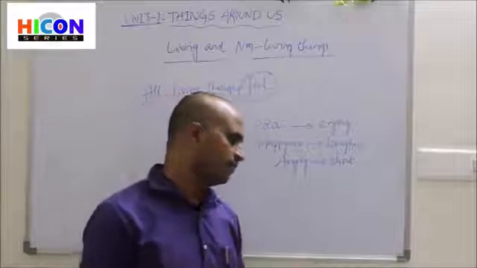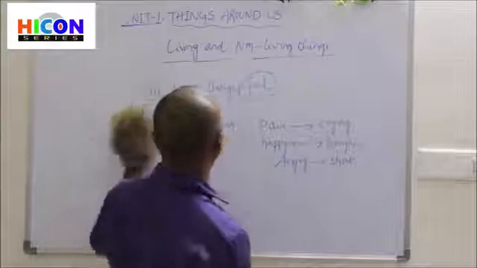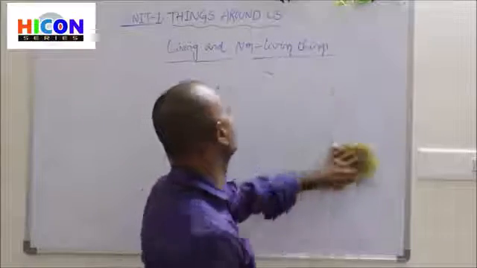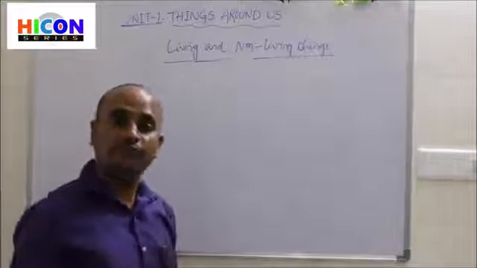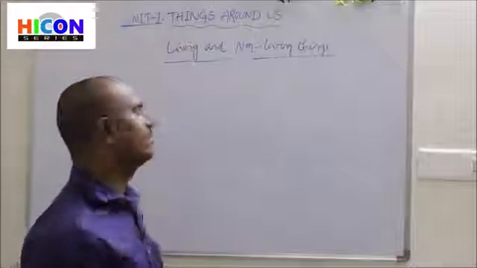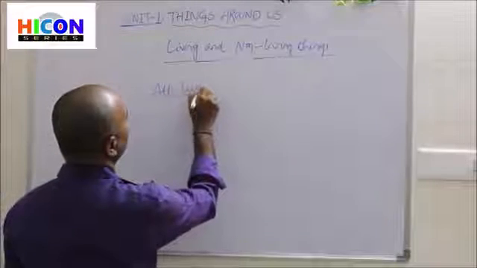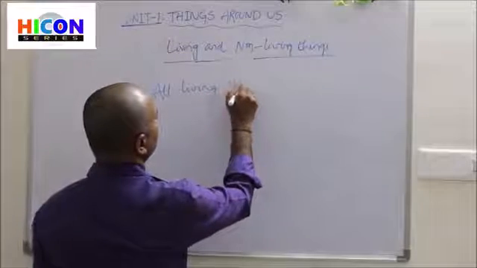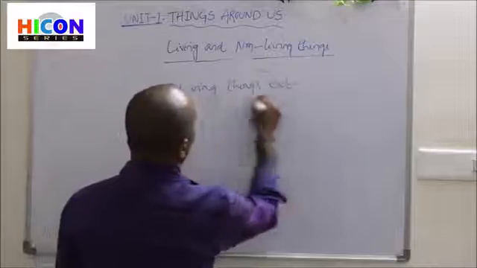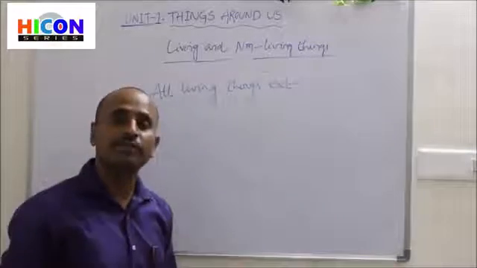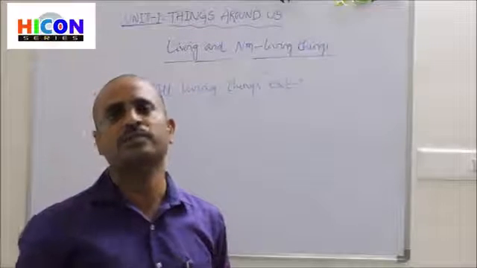Next, the fourth one is that all living things will eat. The fourth characteristic that differentiates between living things and non-living things is eating. That means all living things eat. We have already discussed in the previous episode that all living things will eat food.